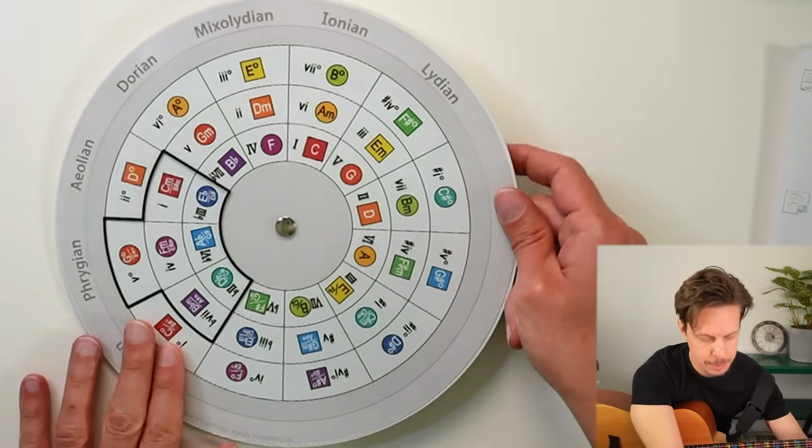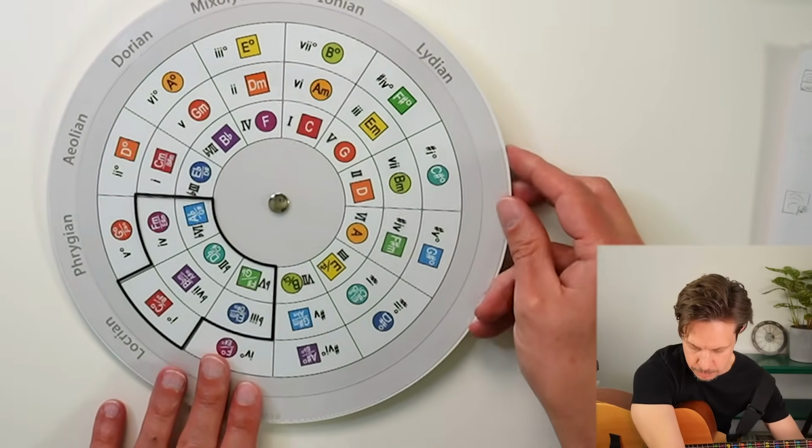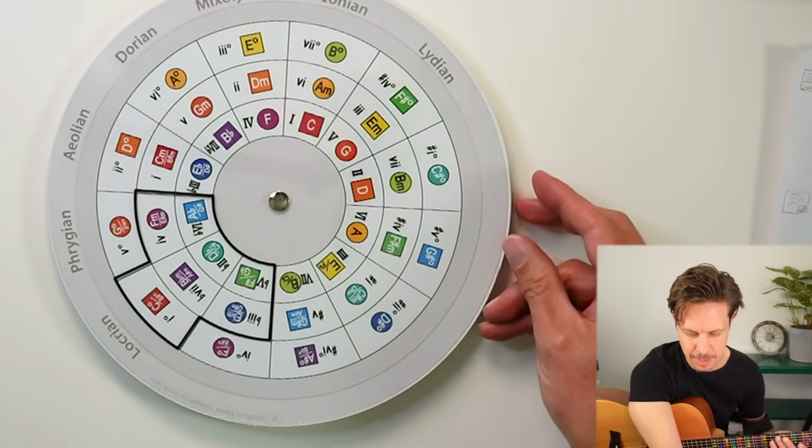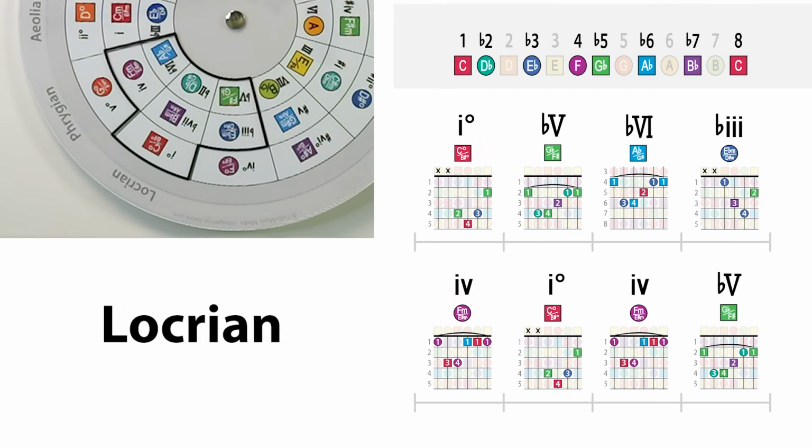And finally, here is Pachelbel's canon in Locrian, which feels the most dissonant and unstable here at the darkest end of the modal spectrum.